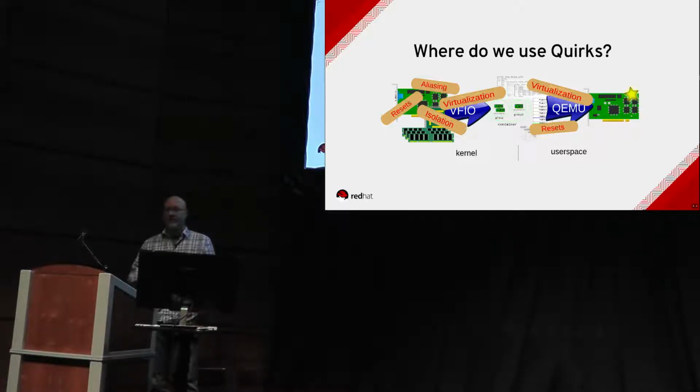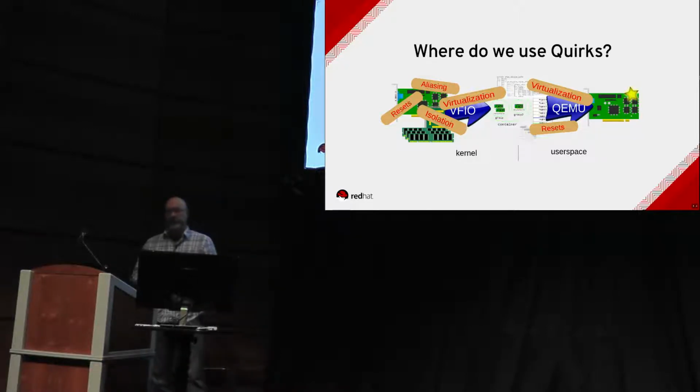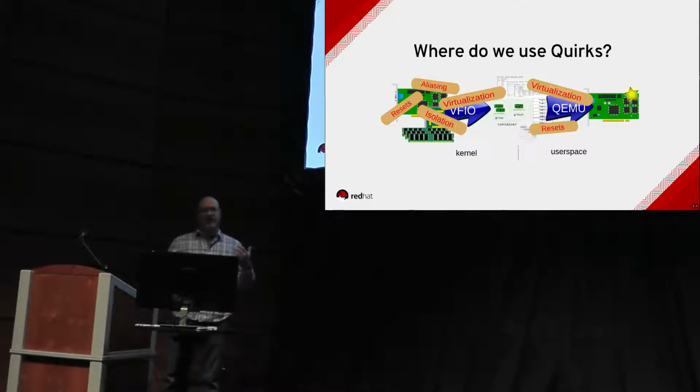Resets: how does the device get back to an initial state? How do we wipe the state from the device? There are ways to do this, but they often don't work. Sometimes they're not implemented. Sometimes we need device-specific things. And sometimes we'll implement those quirks in QEMU. Whenever we're implementing quirks, there's a question of, is this applicable to the kernel? Is it specific to the virtual machine? Is it robust? So we might implement quirks in QEMU simply because they're not good enough for the kernel.